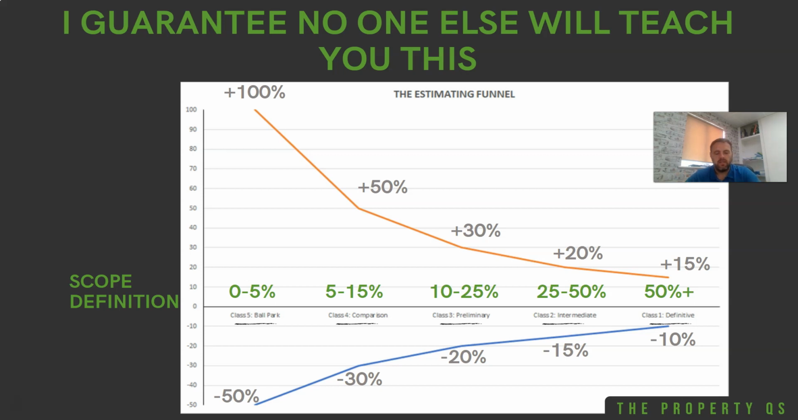This is well documented in global estimating best practice, and I've just simplified it into a graph here so you can see what happens. So basically, this is scope definition. So this is how mature your project is. So right at the beginning, you've got a ballpark estimate.